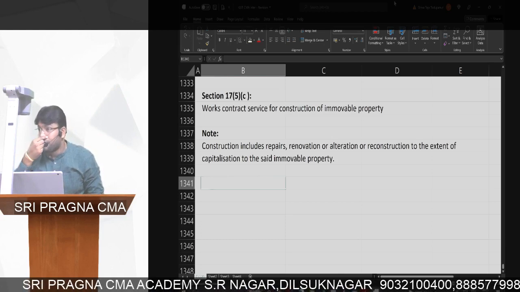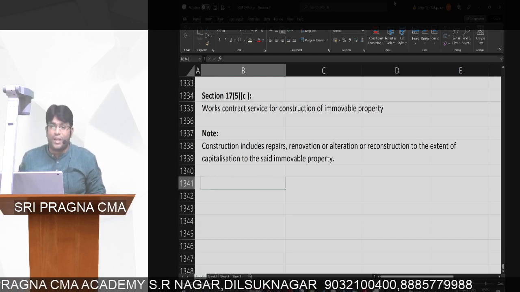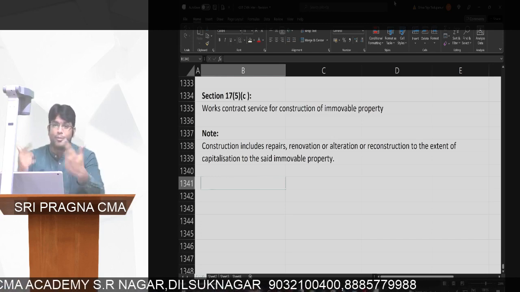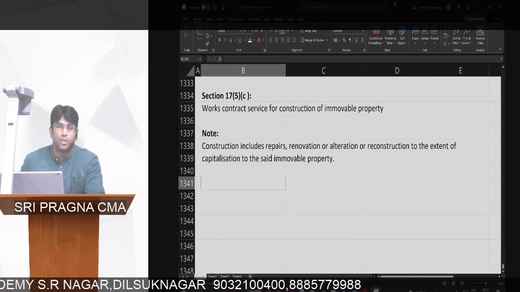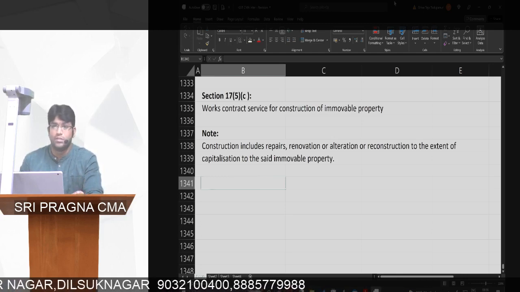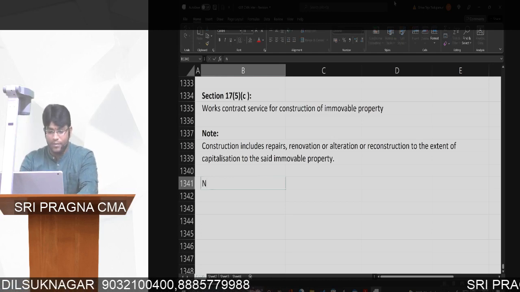Revenue is different, capital is different. Revenue does not enhance the asset. Capital enhances the asset. For example, on a laptop, if one screw is gone, it becomes a revenue expenditure. If I changed the motherboard, it is capital expenditure. We know, no? Right, come on. So one more interesting point, one more note.